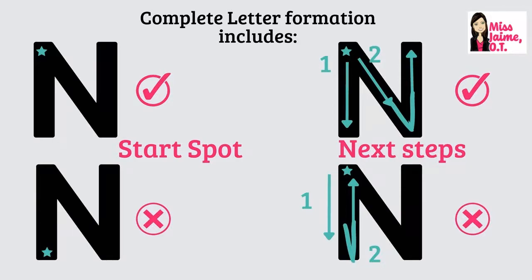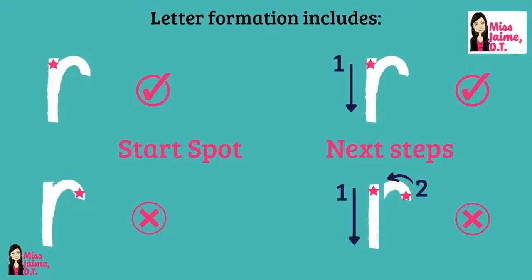Here's another example. When it comes to lowercase r, if I'm just looking at the start spot, it should start at the top of the R. So the child should start there, go down, and come back up. If they started in the top corner right here, like they did on the left, that would be correct when I'm assessing start spot. But if they started at the end of the hook, which they sometimes do, or maybe they started at the bottom, then that would be incorrect for the start spot.